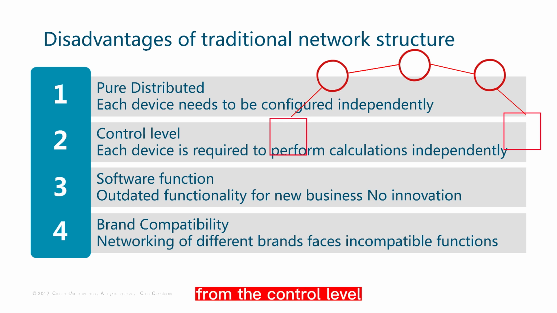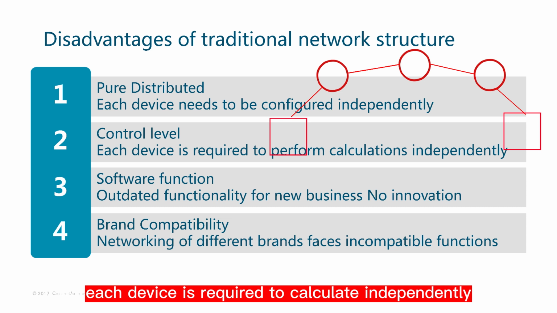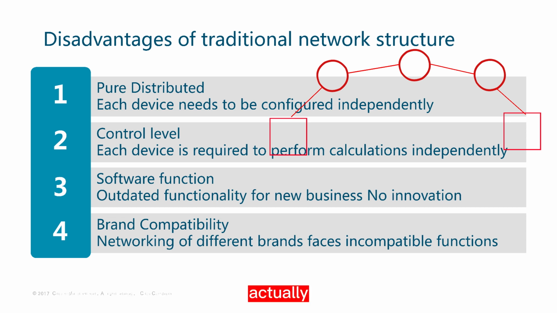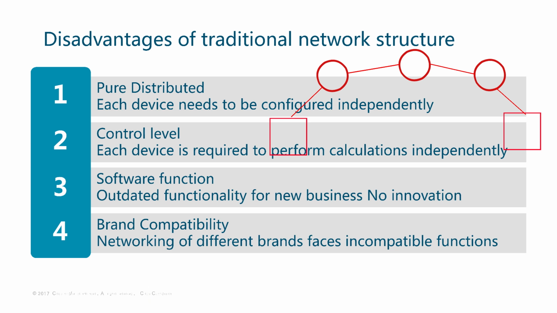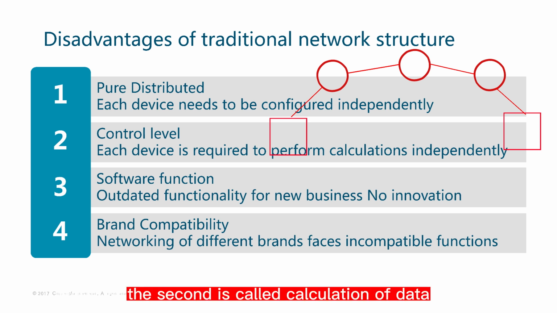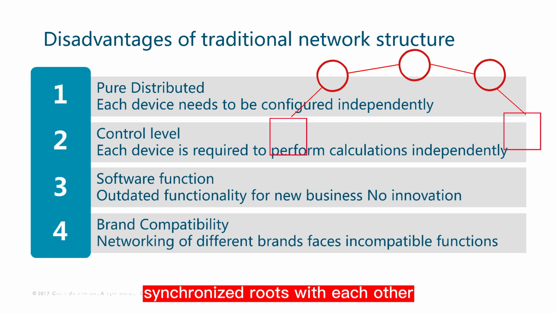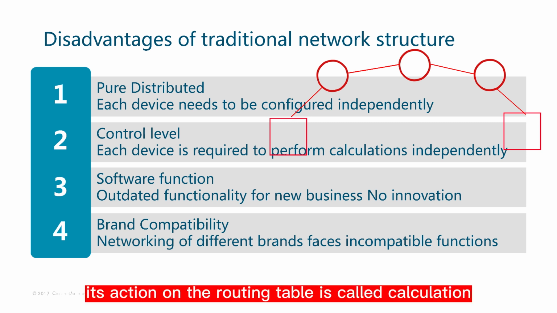Secondly, from the control level, each device is required to calculate independently. Actually, the device has two actions. The first is called data forwarding. The second is called calculation of data. Devices run OSPF on each other and synchronize routes with each other. Its action on the routing table is called calculation.